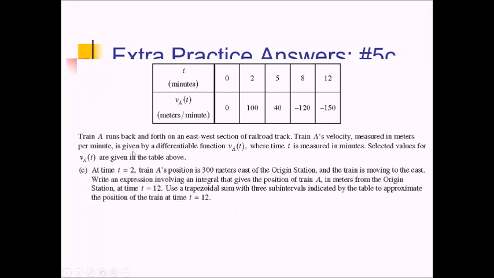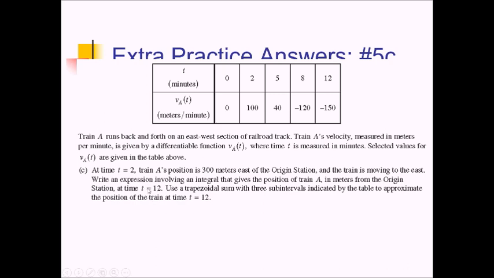For this part, we're told at time 2, train A's position is 300 meters east of origin station. That's a cool name for a station. And our train's moving east. We want an expression with an integral that gives the position of A in meters from origin station at time 12. So that's the first part of this question. We'll deal with the rest of it later.